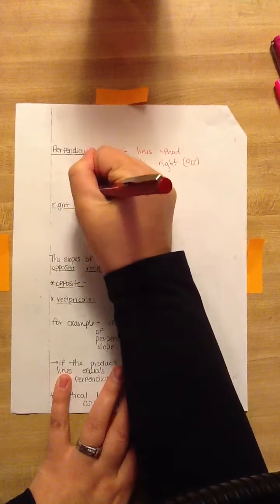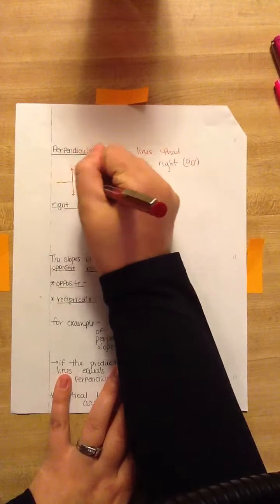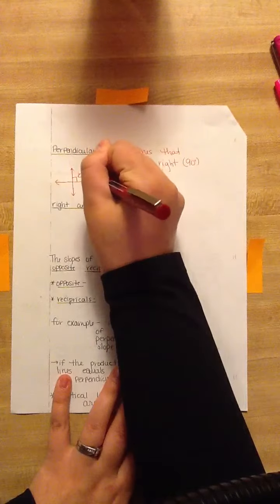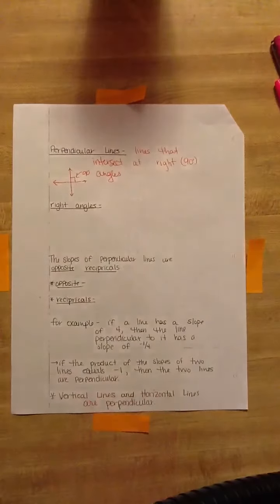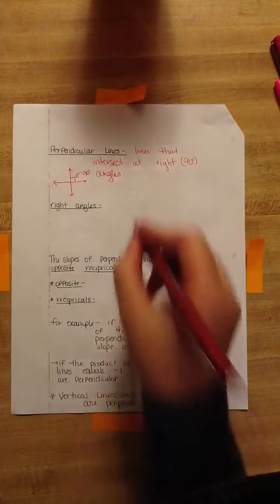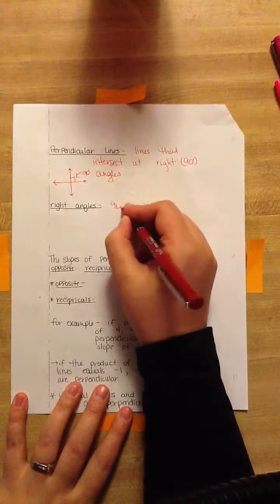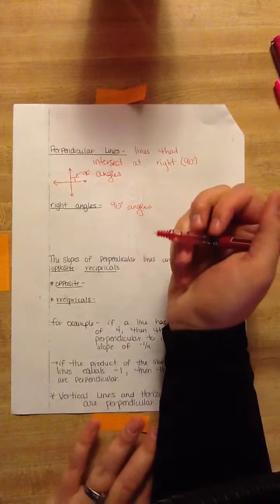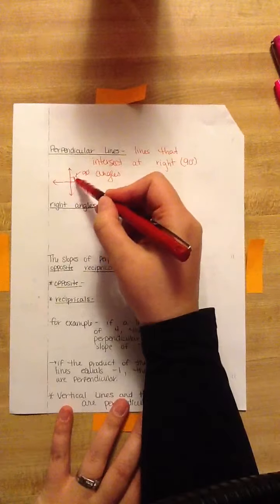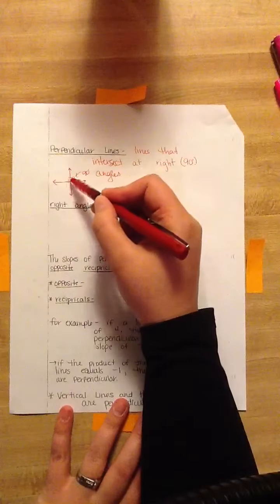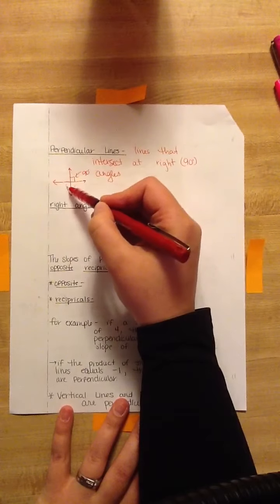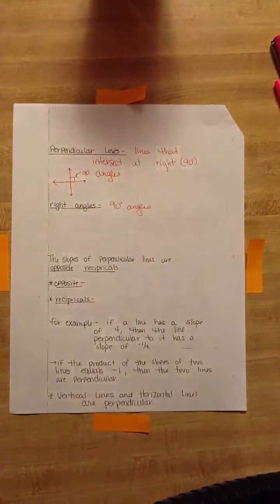So they're kind of, in a way, complete opposites of parallel lines. So that's going to make sense in a little bit. Right angles are 90-degree angles. And when you're talking about lines, if you have one 90-degree angle, then you have all angles 90 degrees, because this one would also be 90 degrees, so would this one, and so would this one.